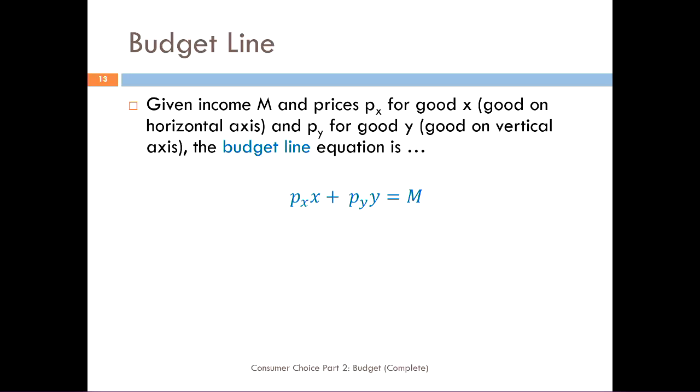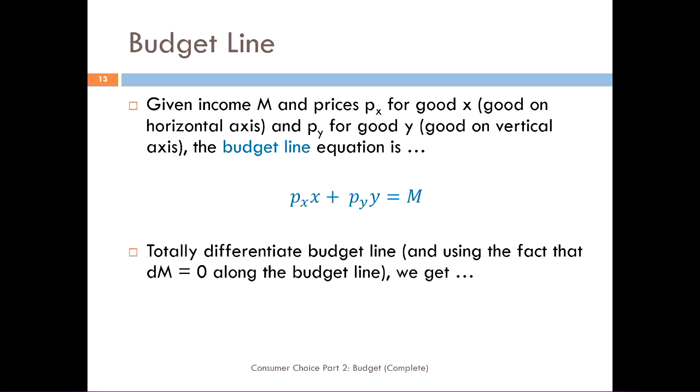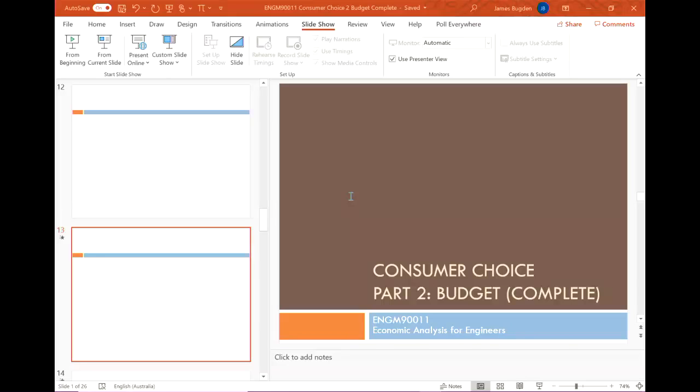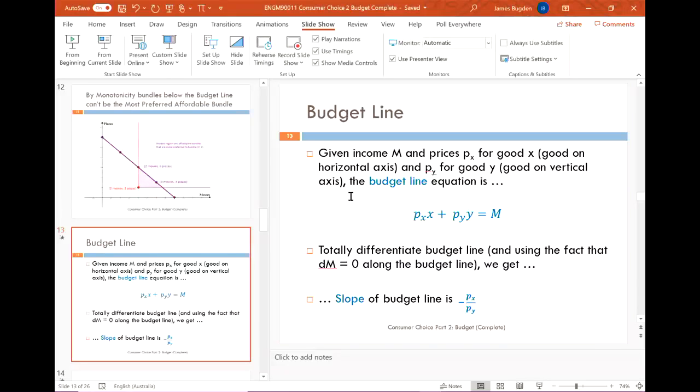All right, so this is our equation for the budget line. We spend all our expenditure on good X plus expenditure on good Y is exactly equal to our budget. Okay. Now I made life difficult. So totally differentiate the budget line, set dM equals 0 because along the budget line your income hasn't changed, and then you can get the slope. Well, sometimes I overthink these things. It's a little bit easier to get the slope directly here if you don't like totally differentiating.